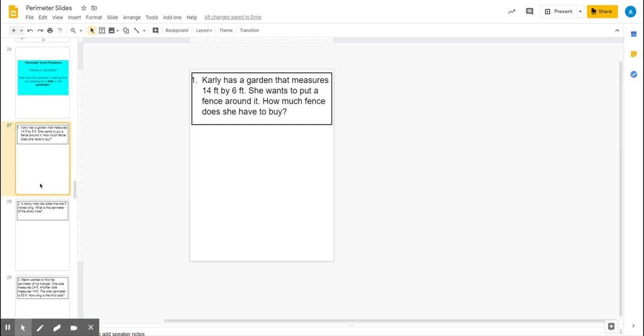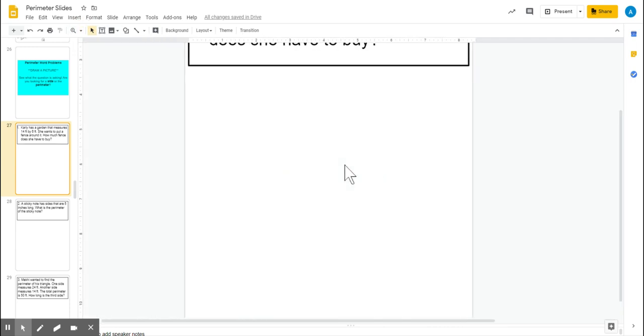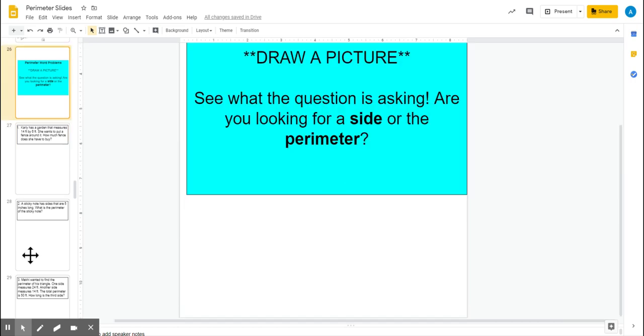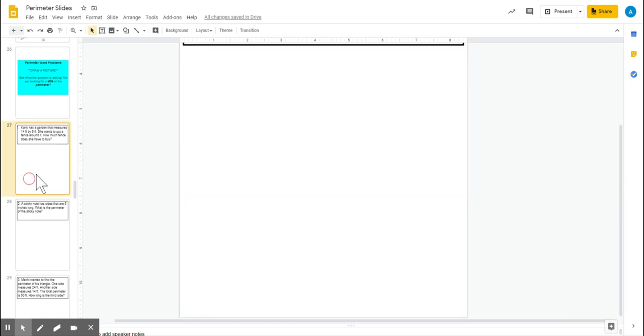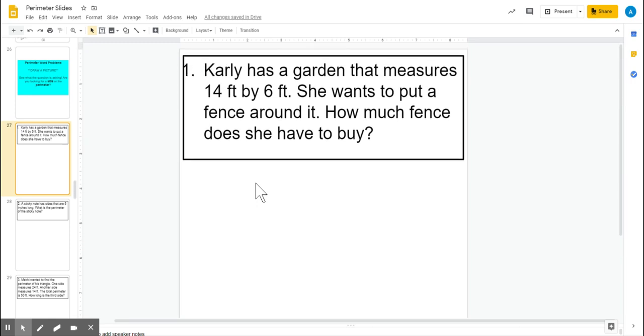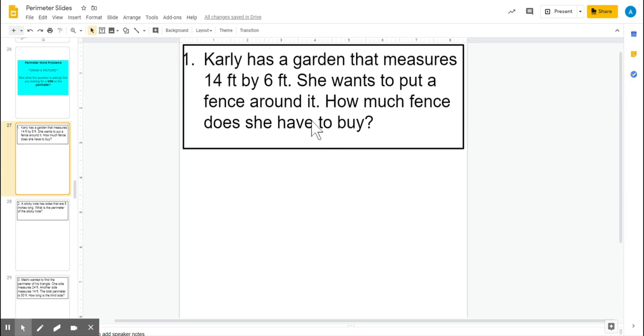So number one says, Carly has a garden that measures 14 feet. She wants to put a fence around it. How much fence does she have to buy? So again, you can zoom in here. I'm sorry if it wasn't enough for you to read the beginning. Okay. So again, Carly has a garden, it measures 14 feet, so that's the length, 14 feet by the width, 6 feet, and she wants to put a fence.